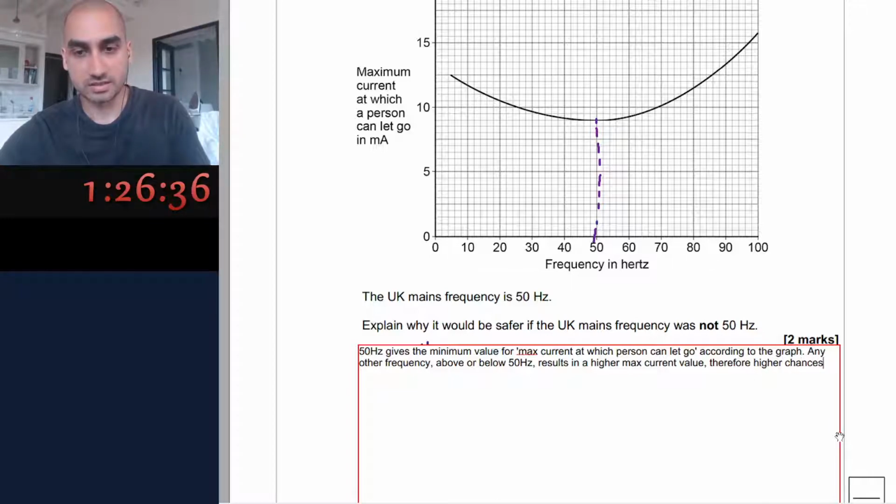higher chances that a person would not have enough current to make them unable to let go. Fewer injuries and deaths.